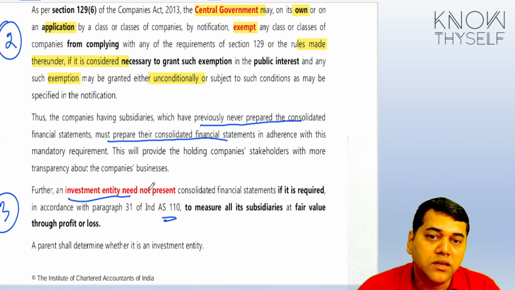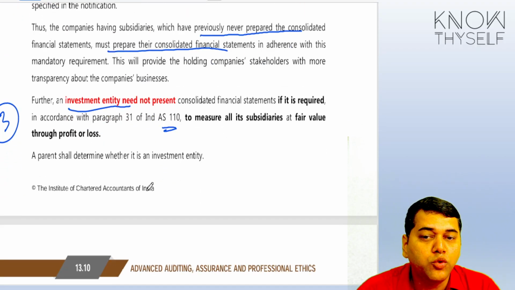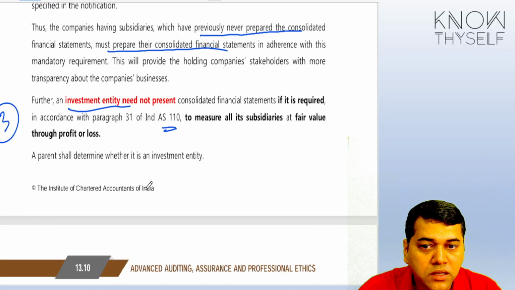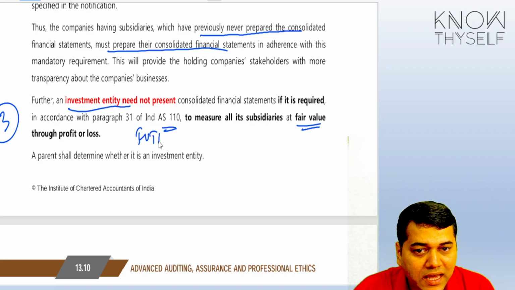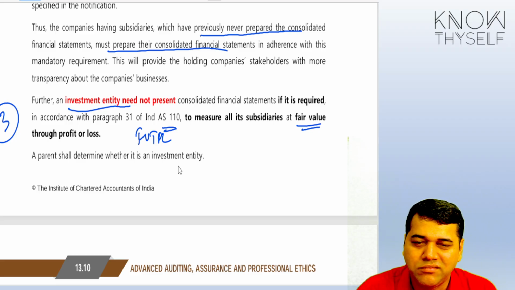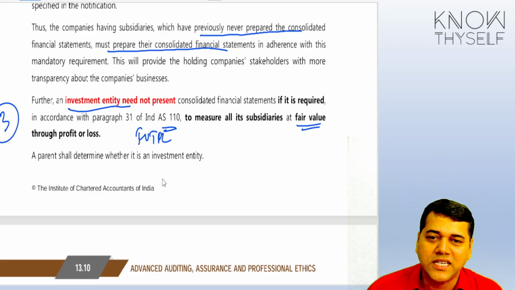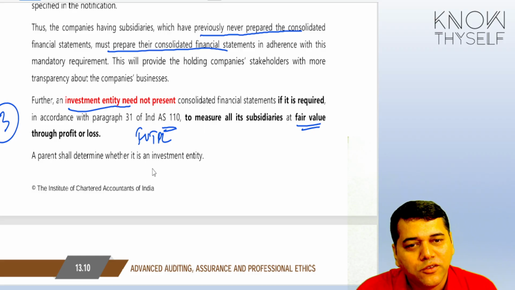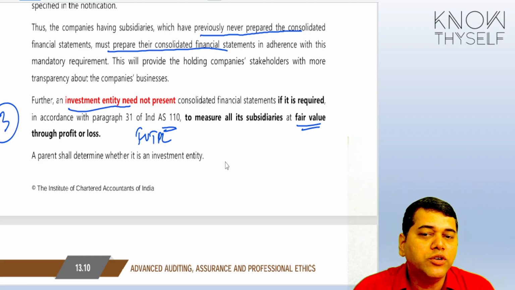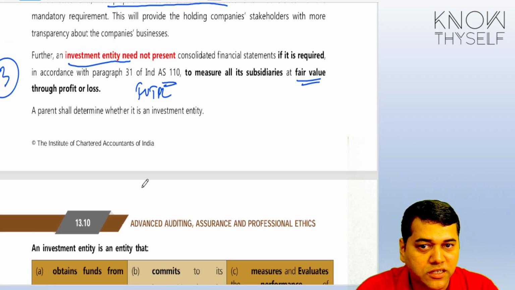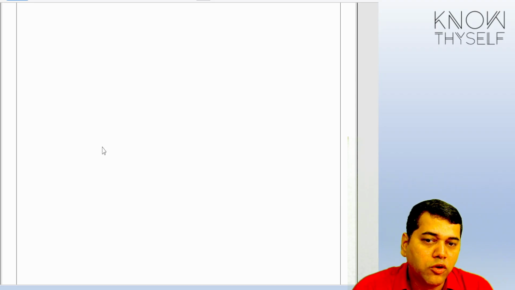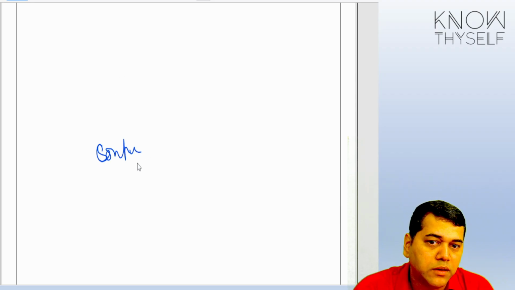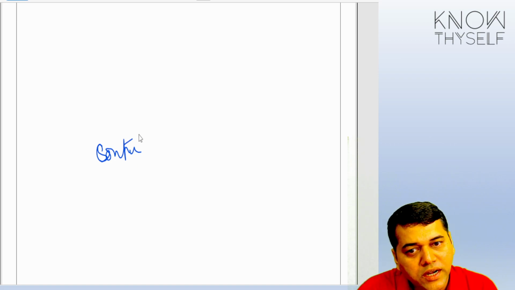But one more thing is available under Ind AS. That means if you happen to be an investment company and you measure all your subsidiaries at FVTPL, beautiful concept, then you need not prepare the CFS. What is the logic here? Who is an investment company? See, when you have acquired the control of a company, now, why did you acquire the control of the company?